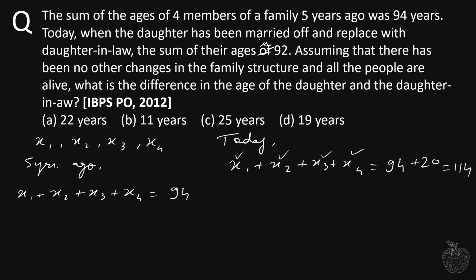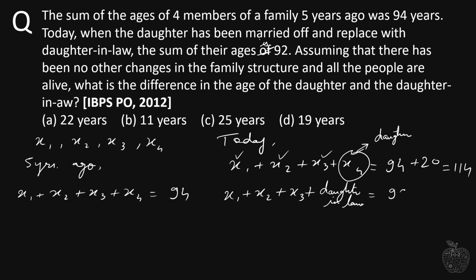Now let's see what the question is trying to tell us. Today, when the daughter has been married off and replaced with daughter-in-law, the sum of their ages is 92. Now let's say this x4 is the daughter. This daughter is replaced with daughter-in-law, and the sum of their ages is 92. So we get x1 plus x2 plus x3 plus this x4, which is daughter, now replaced with daughter-in-law, and the sum of their ages is 92.